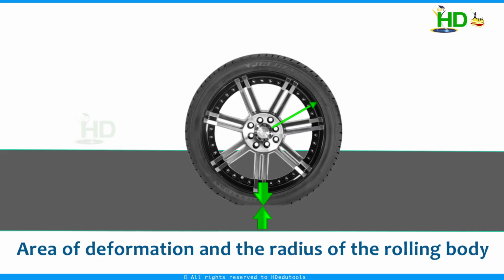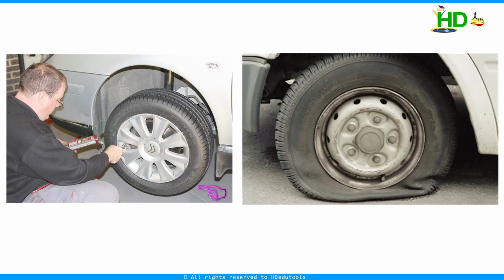For example, if we consider a wheel with high air pressure and a wheel with low air pressure, in which case can you find more friction? Yes, the tire with low air pressure is having more friction. The reason is the area of deformation is more in this case.